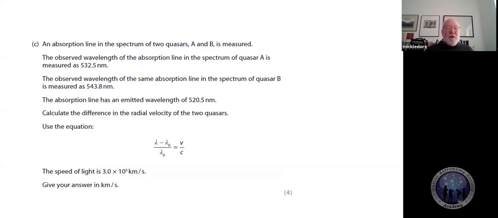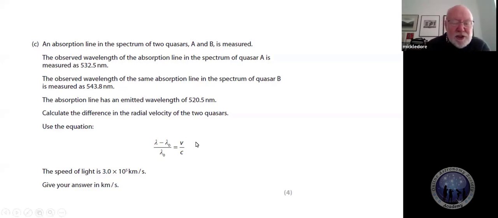This is very similar, a bit wordy, but very similar to one question we had earlier. An absorption line in the spectrum of two quasars is measured. The observed wavelength, 532.5. Wait a minute, this isn't two quasars. The redshift is much too small. Well, we'll see that in a minute.